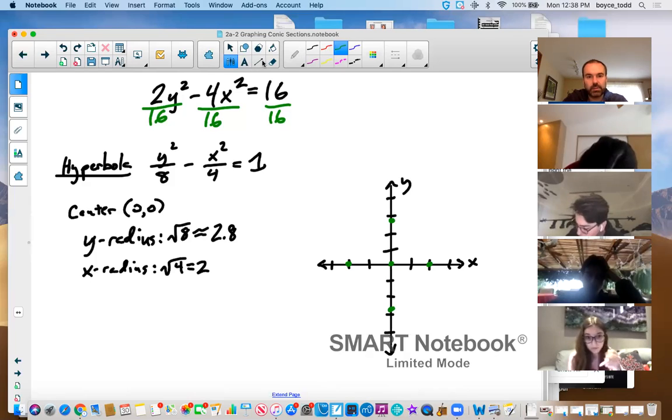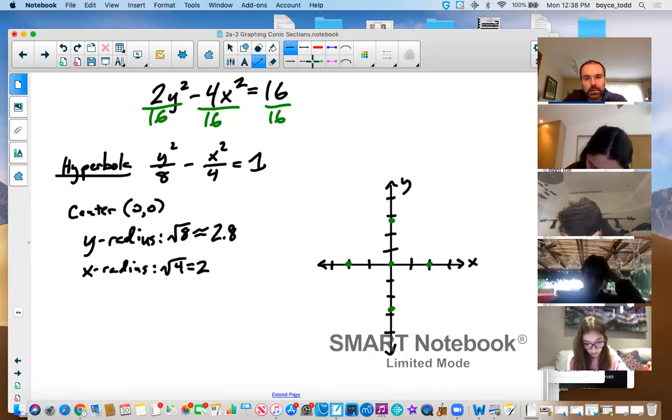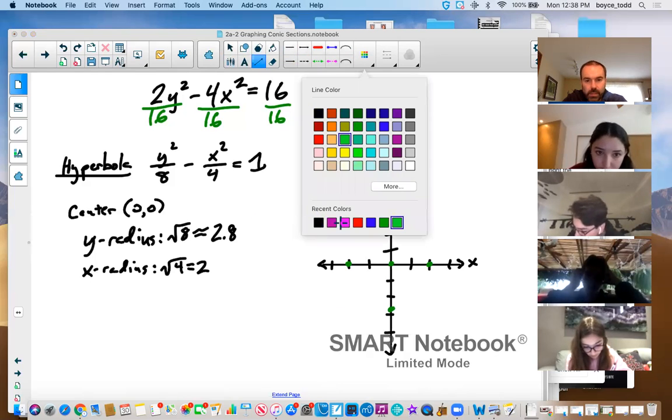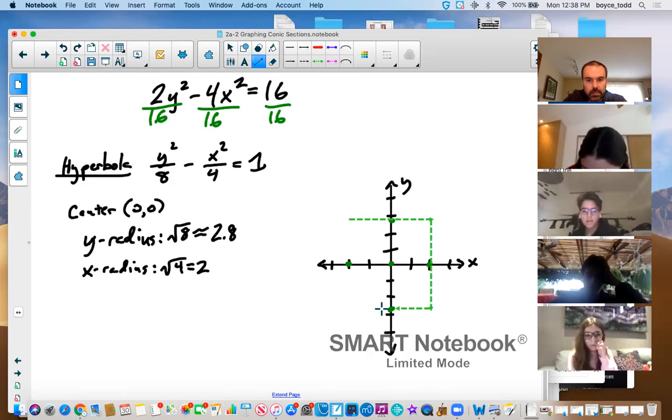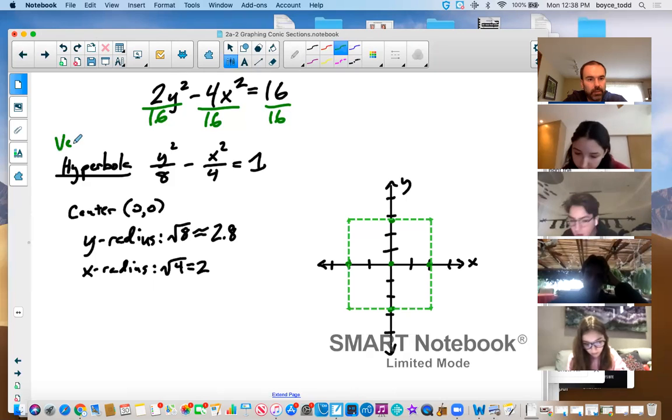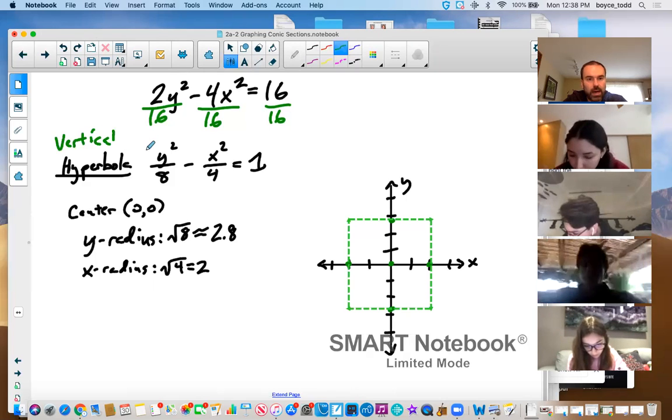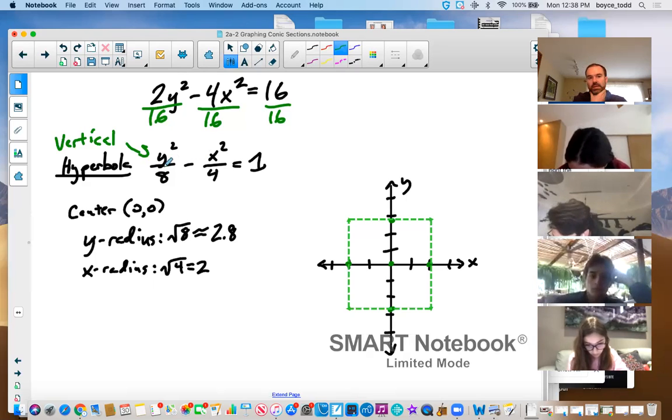Okay, now here's where I draw the box that goes through all of those points. So I'm going to start right here, draw this to about here, go through here, down. Now, because the y comes first, remember, that's what I was talking about, this is a vertical hyperbola, because y is positive or it's written first. As long as you put it in this form, you'll know which one is minus because it should go second.